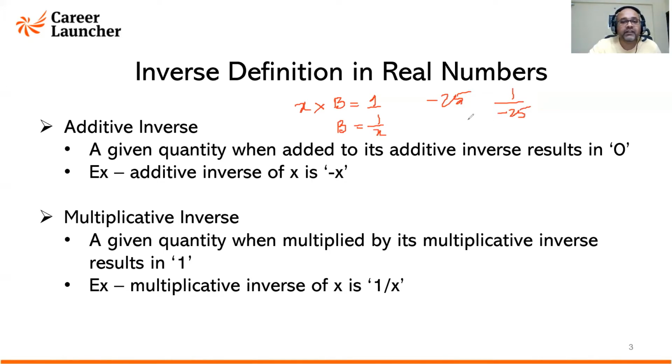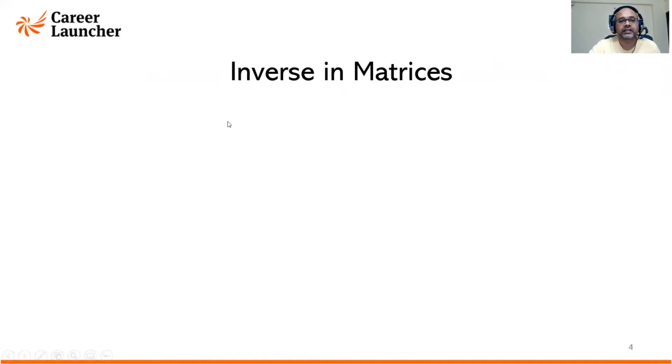Now, remember, inverse for multiplication exists for all real numbers except 0. Why? Because the inverse of 0 becomes 1 by 0, and 1 by 0 is undefined in mathematics. Right? So please keep that in mind. With that, let's move on to understand the inverse definition in a matrix.